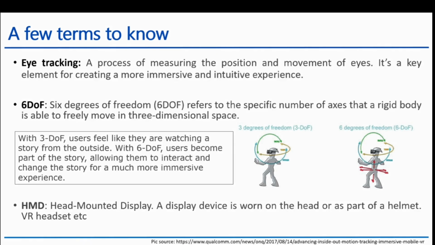Another term is HMD, which is called head mounted display. It is a display device which is worn on the head as part of a helmet, virtual reality headset, etc. Which means that we are talking about the headset. So HMD is nothing but a headset or a gear that you hold in your hand and wear onto your head. So it is called head mounted display. Even in this image, the animated person wearing that headset on the head, that is called head mounted display.